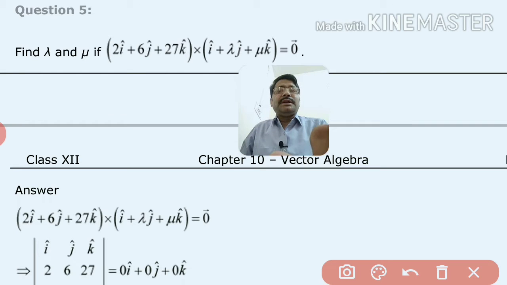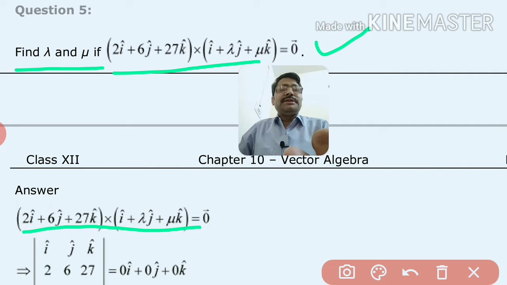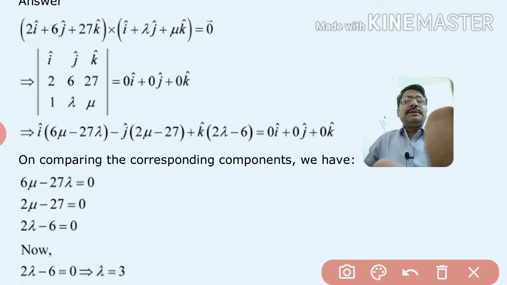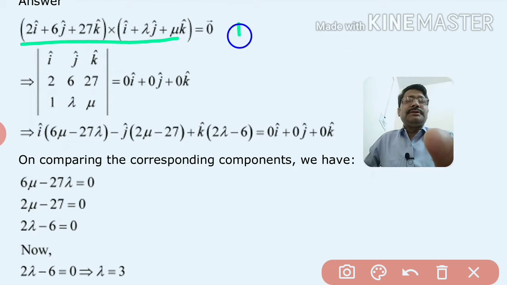Now we will do question number 5. Find lambda and mu if this vector cross product is 0. So the first vector is 2i plus 6j plus 27k, cross i plus lambda j plus mu k, equal to 0 vector. So how can we find the cross product?